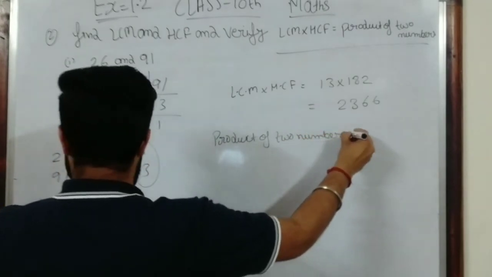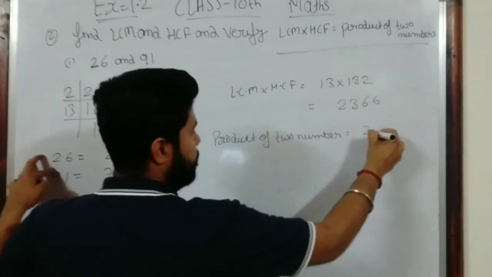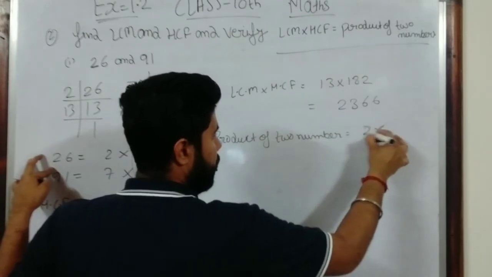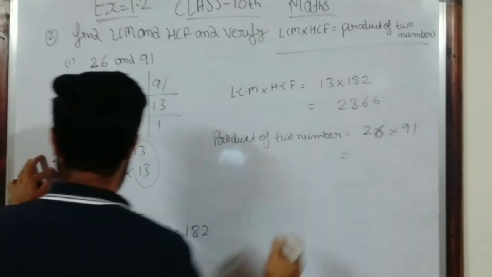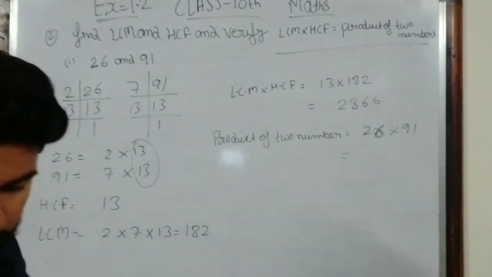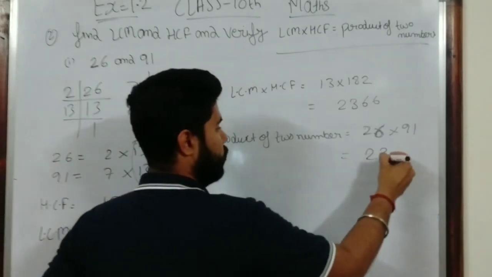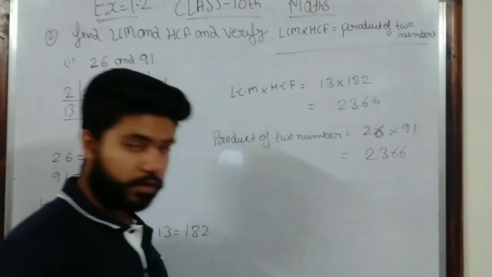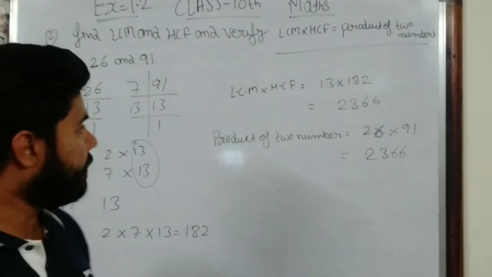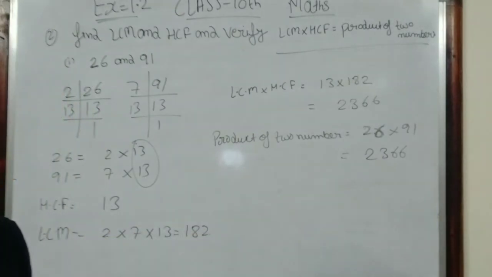What will be the answer when we multiply 26 by 91? The answer is 26 multiplied by 91 is again 2366. So therefore the property is verified by this rule. Next, move on to the next question.